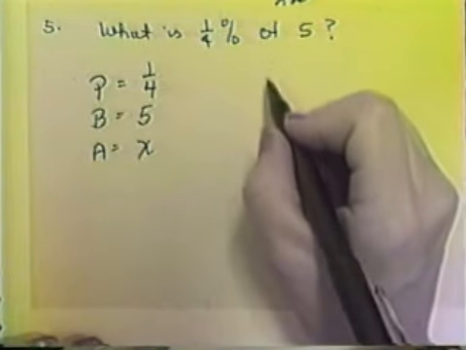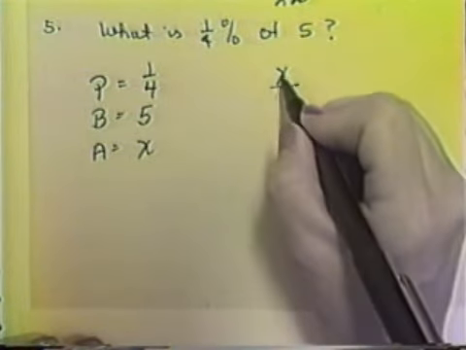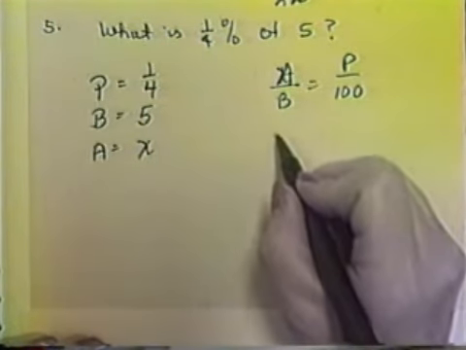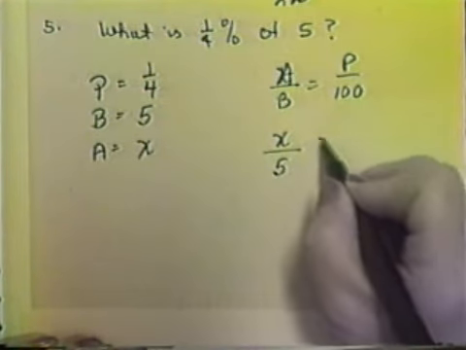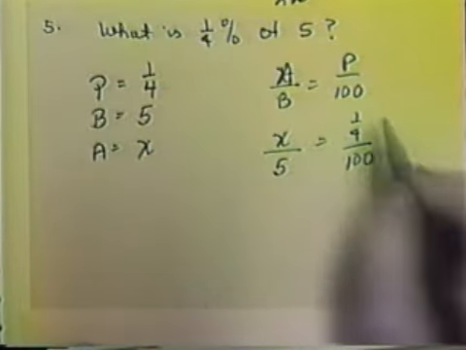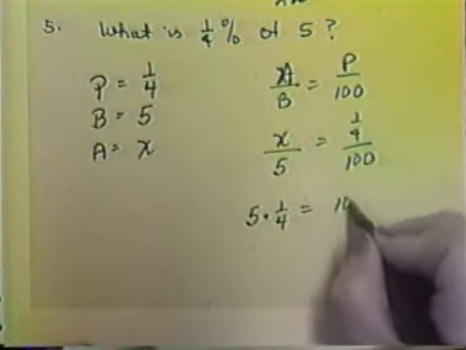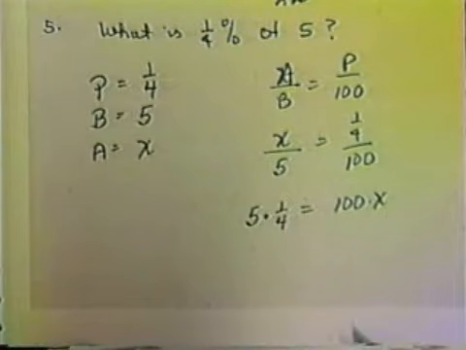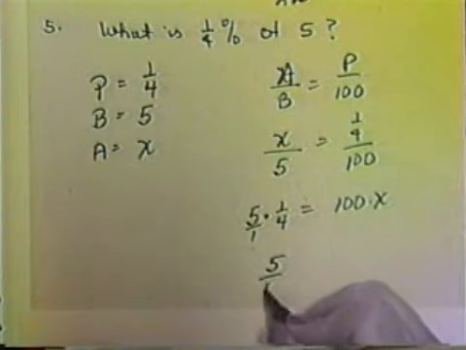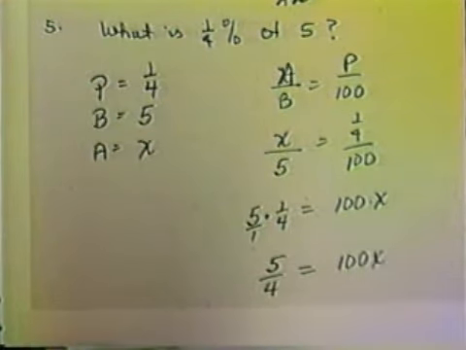So that gives us amount over base is equal to the percent over 100. So it gives us x over 5 is equal to 1/4 over 100. Cross multiply says I'm going to multiply 5 times 1/4 is equal to 100 times x. Now 5 times 1/4, we can put that over 1, that gives us 5/4 is equal to 100x.